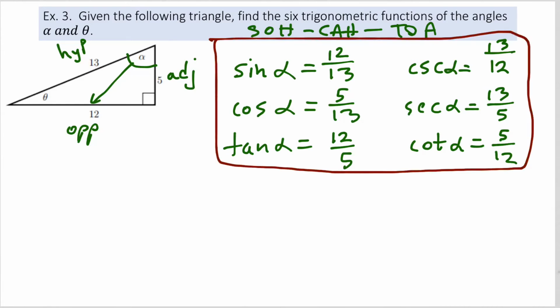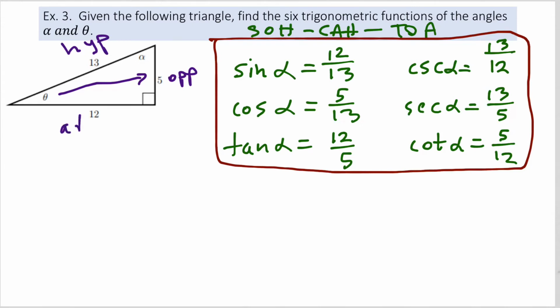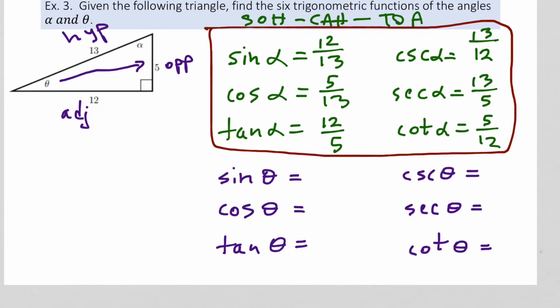Now I'm going to do the angle theta. I'm going to do the same thing, so I have to relabel, and this is critical. You've got to stand on the angle you're talking about. So if I'm doing theta now, that means this is opposite, this is hypotenuse, this is adjacent. So let me write my table. So I wrote my table. Now let's fill it in.